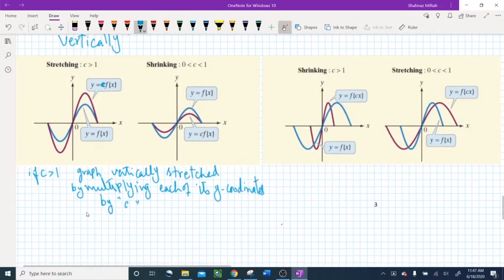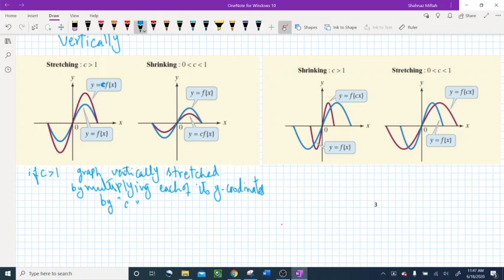So this is how vertical stretch is going to go. You see the blue is my original, and this reddish color is my stretching. It's a vertical stretch because that c, whatever number we have, is greater than 1. So if I have, for example, 2 f of x, that's vertical stretching. You get the vertical stretch by multiplying each y coordinate by c, whatever that number is.